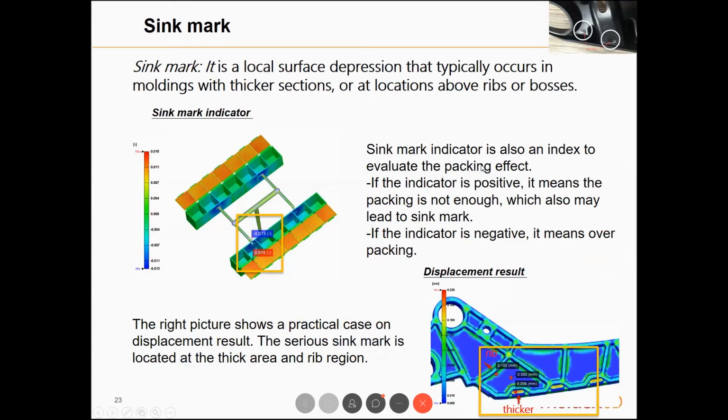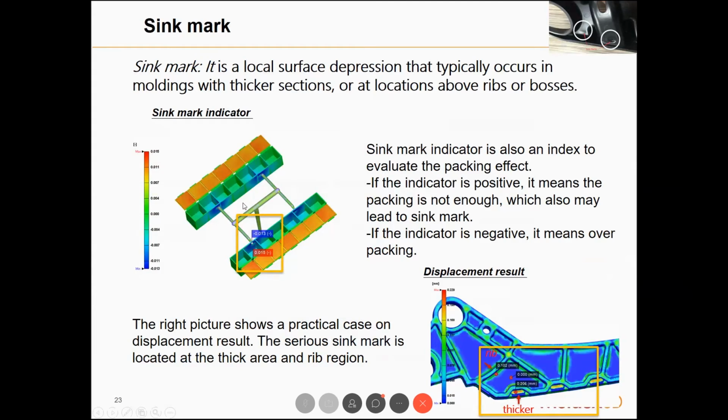So the next common result we usually check in the packing phase is the sink mark. And we can look at the potential sink mark area by a couple of results. The first one is the sink mark indicator. It's an index value to predict sink mark in a thickness different area. And the other one is called the sink mark displacement, which provides you the quantified value. So for this example, it is the medical box.